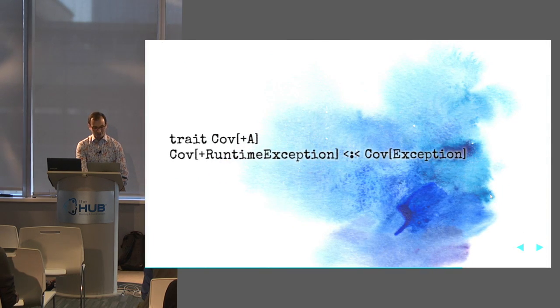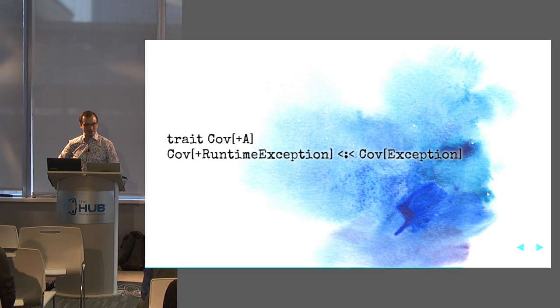No. Just to quickly recap, if you have a covariant type, we've got trait Cov, which is covariant in its parameter A. We know that a Cov of RuntimeException is a subtype of Cov of Exception simply by virtue of it being covariant and RuntimeException being a subtype of Exception. You can think of this, if you like, as the subtyping or supertyping relationship between the parameters being promoted to the outer types as well by virtue of the covariance. And the arrow goes the other way if it's contravariant, but that's a longer discussion.